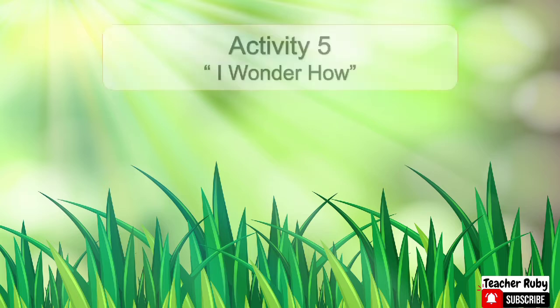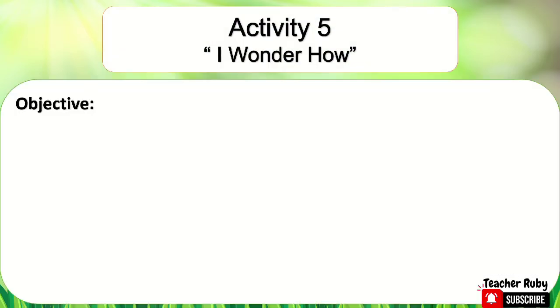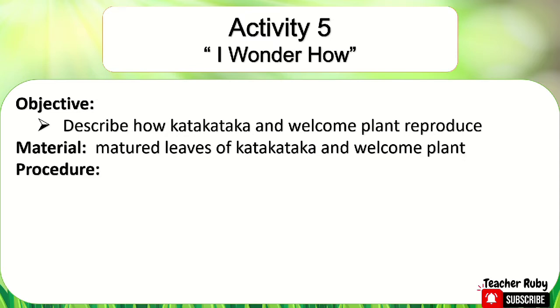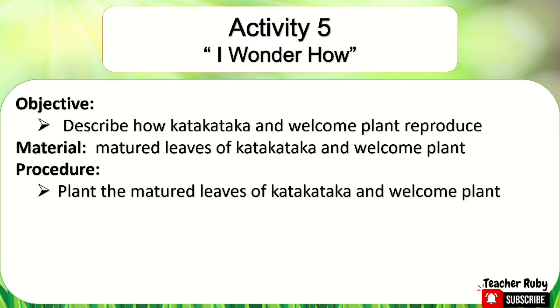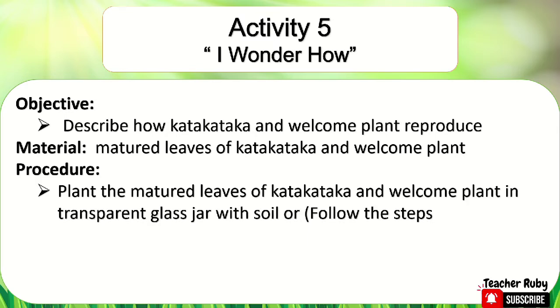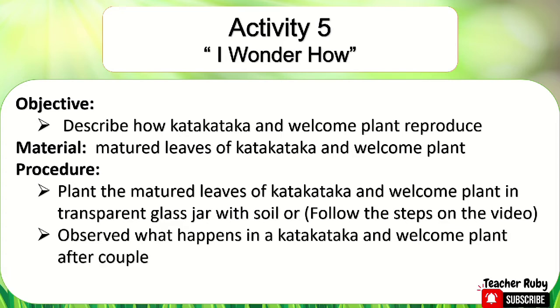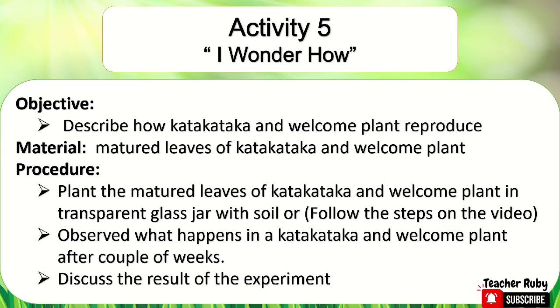For the last activity, entitled I Wonder How. Objective: describe how katakataka and welcome plant reproduce. Materials: matured leaves of katakataka and welcome plant. Procedures: plant the matured leaves of katakataka and welcome plant in a transparent glass with soil, or follow the steps in the video. Observe what happens in a katakataka and welcome plant after a couple of weeks and discuss the result of the experiment.